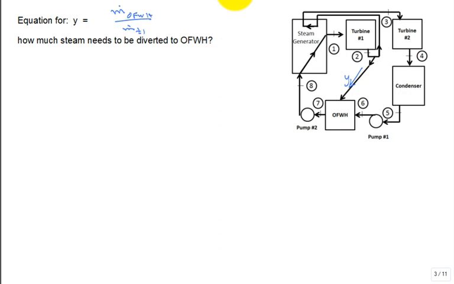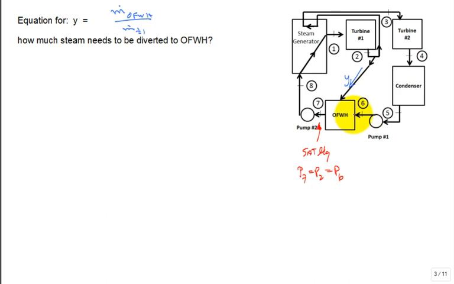Well, the key is right here. What does the state 7 need to be? Saturated liquid. All right? So if state 7 needs to be saturated liquid, at what pressure is state 7? That's another thing. What is the pressure at state 7? Is the pressure at 7 equal to the pressure at 2 equal to the pressure at 6? Yep.